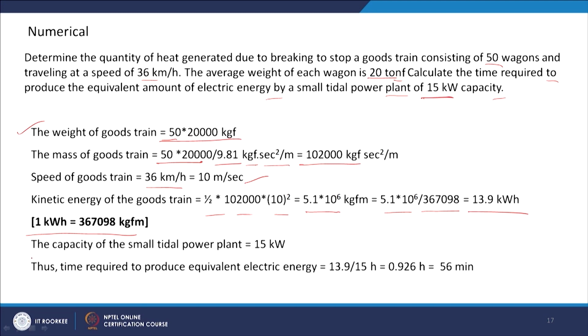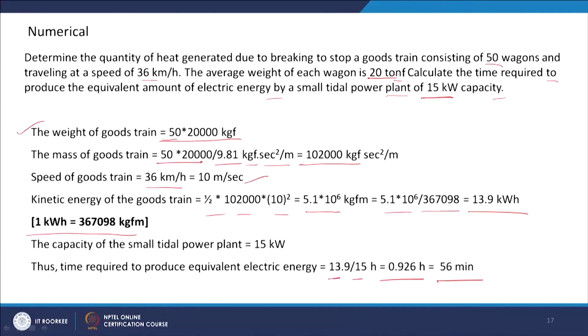So, what will be the time requirement? We get 13.9 divided by 15, that will be in hour unit. So, that is 0.926 hour, which is equal to 56 minute. So, 56 minutes is required for this plant to produce that amount of energy which is generated due to the braking of a goods train having 50 wagons of 20 ton each and moving with a speed of 36 km per hour. So, up to this in this class, thank you very much for your patience.